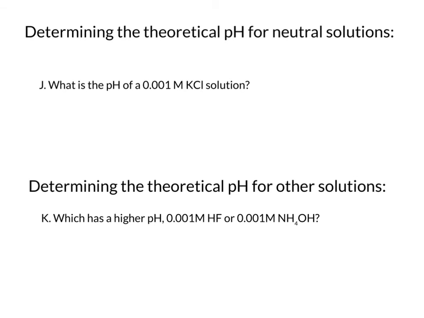So how do we find the pH of a neutral solution? In this case, we have the question, what is the pH of a 0.001 molar KCl solution? KCl is neutral because it's not an acid nor a base. What do you do for this? Well, recall that for neutral solutions, the concentrations of the hydrogen and the hydroxide ions are equal to each other. The only way that they can be equal is if they are both 10 to the negative 7.